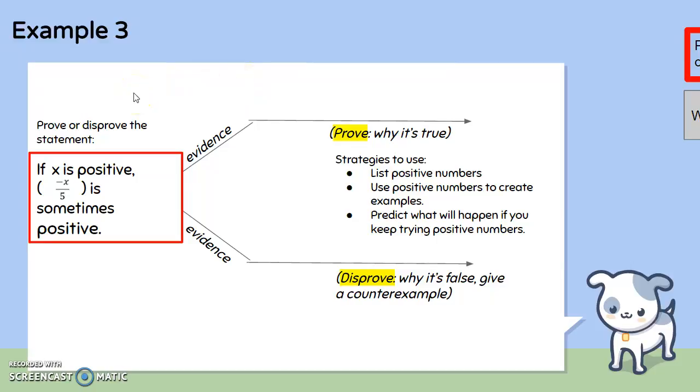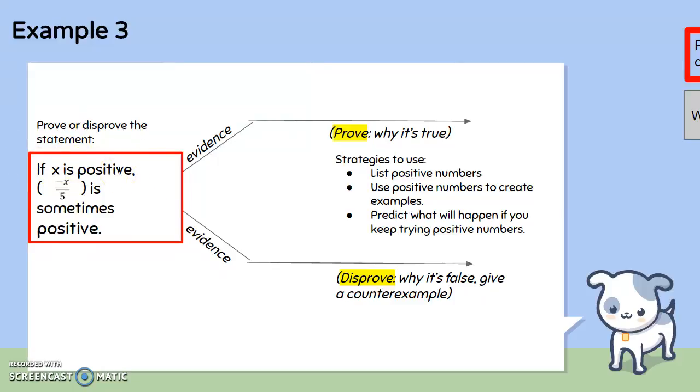So here's the statement, and this time it's a mathematical statement. So now it's not just a who's wearing what fight, it's a math fight, right? Is the statement true or is it false? So here's the statement. If x is positive, so that means x can't be negative, can't be 0, has to be positive. If x is positive, then negative x over 5 is sometimes positive. So that means x can be any positive number.